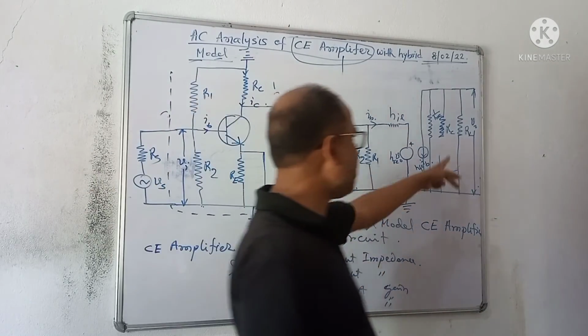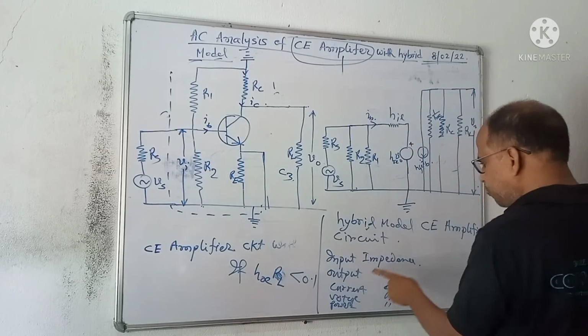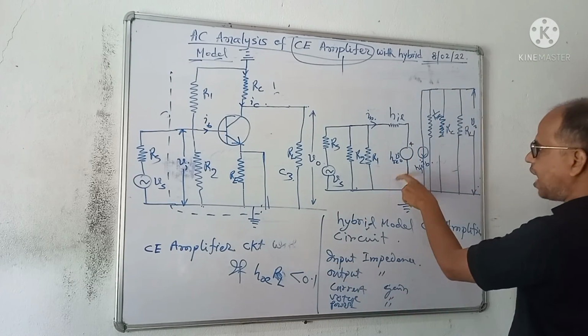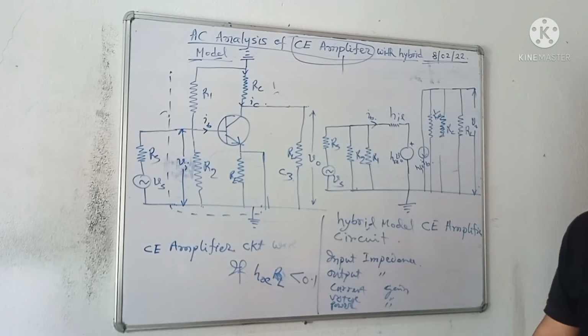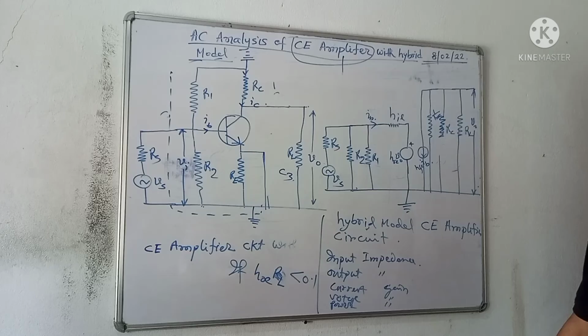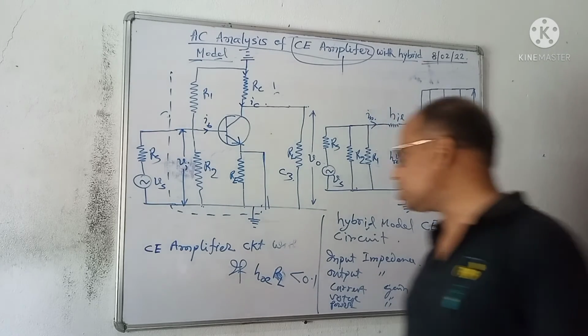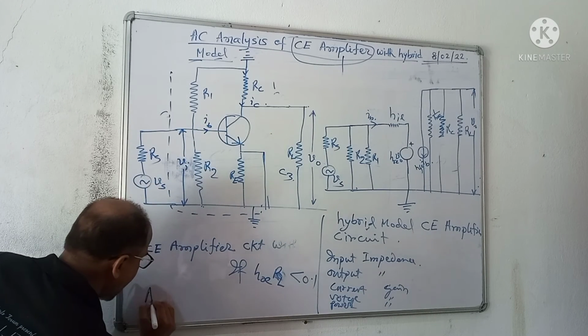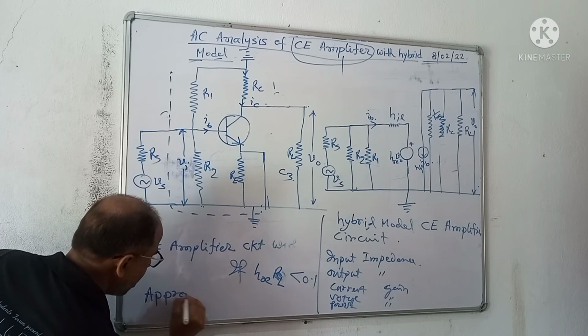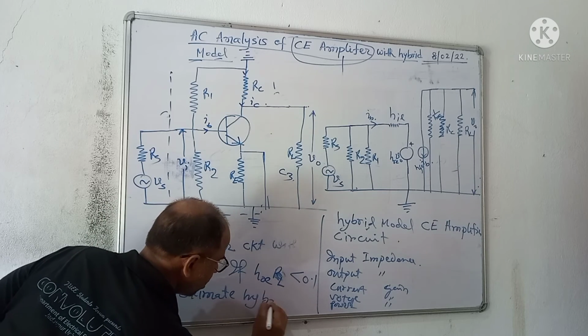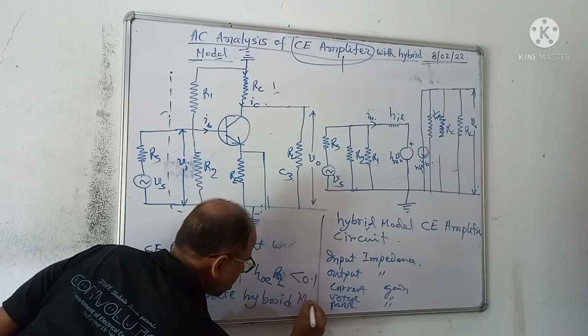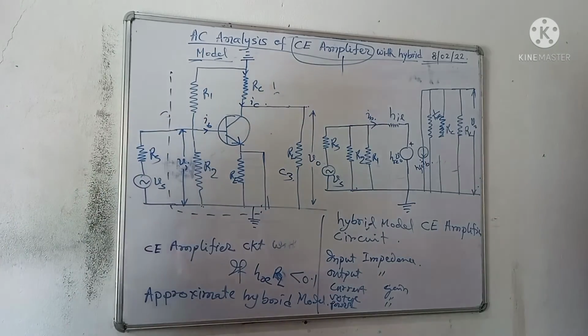Because from the hybrid model circuit, it is very difficult to analyze the amplifier. That's why we simplify the hybrid model. That simplified model is called the approximate hybrid model.